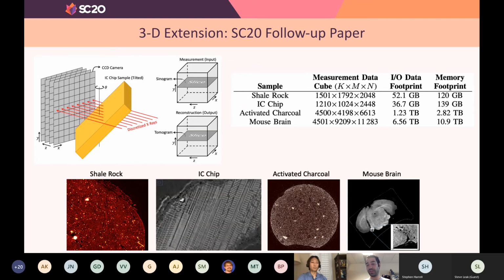So all of these previous slides were only for the 2D problem. In the 3D problem, it's much more challenging because of a phenomenon called the curse of dimensionality. You're dealing with an input measurement cube, data cube, and output data cube, where you have much more data. You can see the IO data footprint is now terabytes.